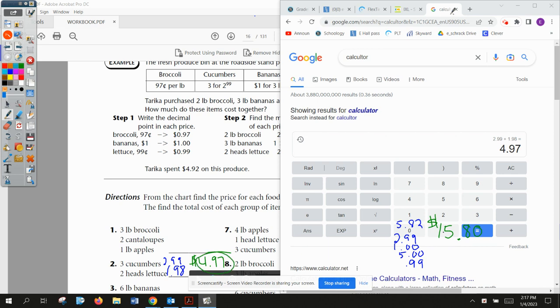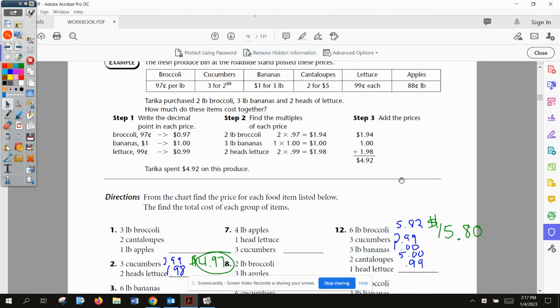Now I want you guys to go back and do the other 14 problems that are left over, making sure that you include a price for each of the single items that you're buying and then a grand total. And feel free to circle the grand total so it sticks out.